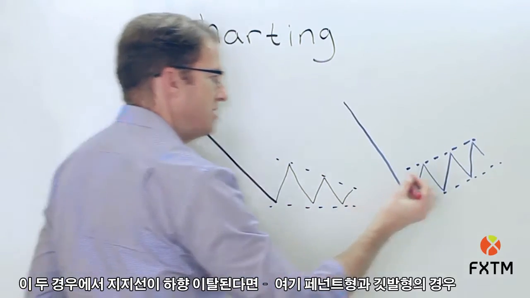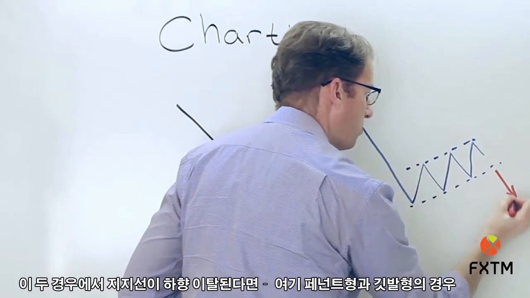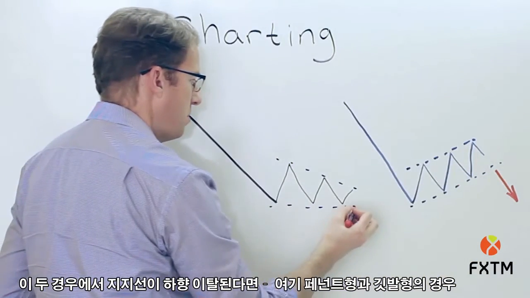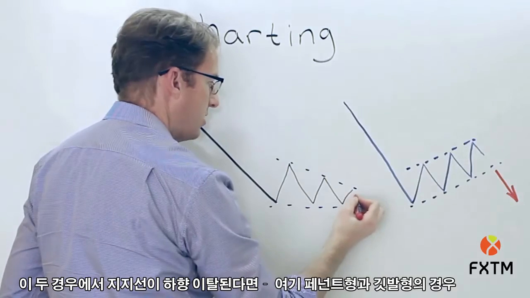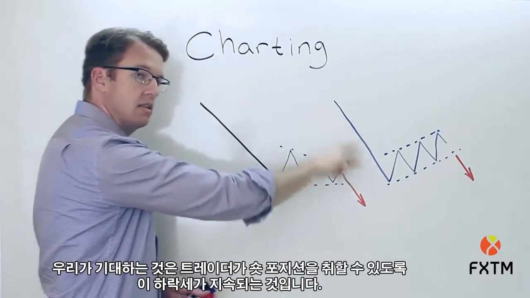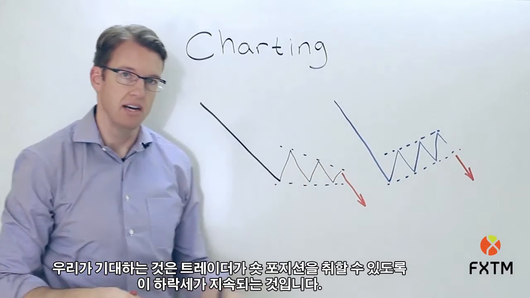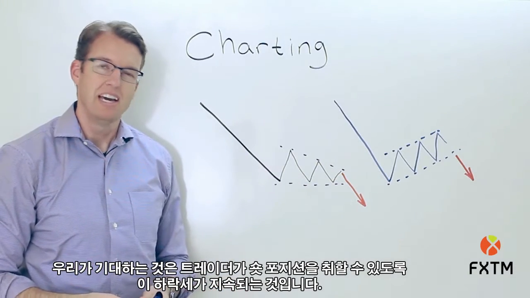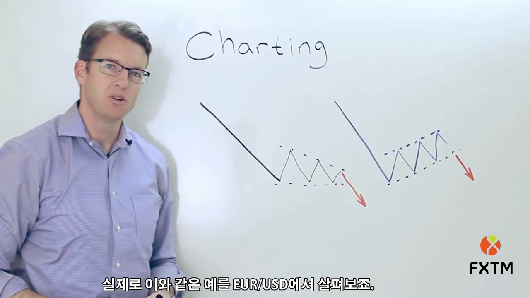So in both cases, if we get a breakdown below support, in the case of the pennant or flag, what we're looking for is to see that this is going to continue to the downside, so a trader can take a short position. In fact, let's look at an example of this on the euro to the US dollar.